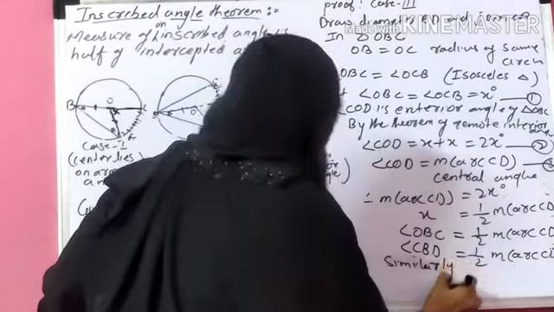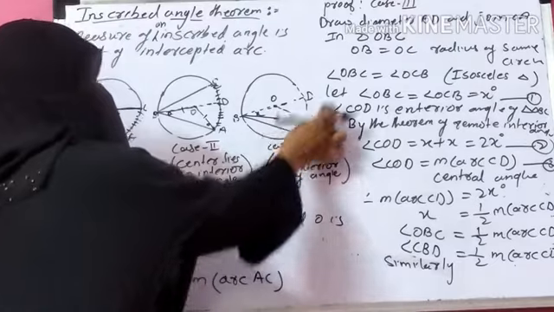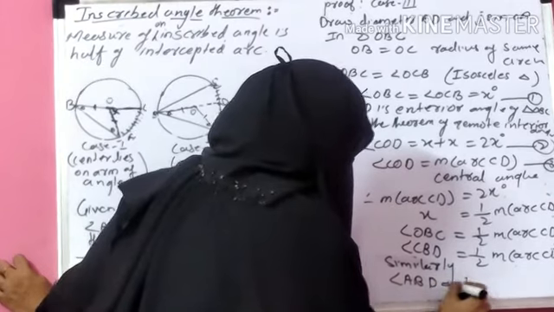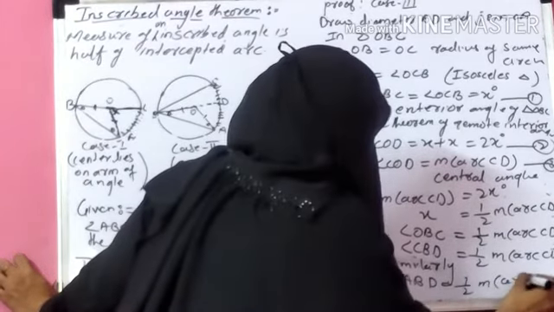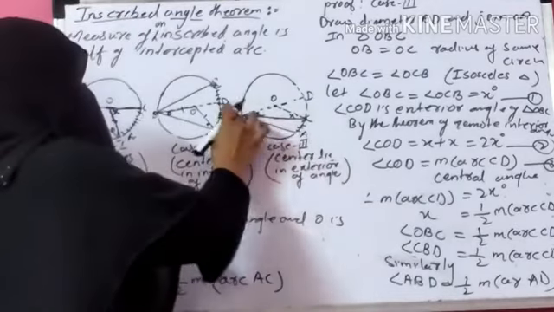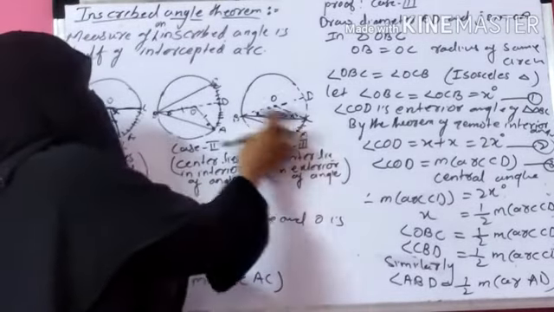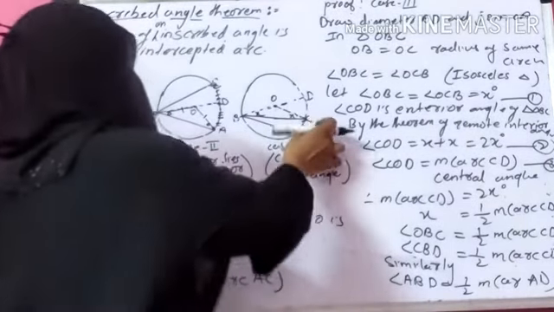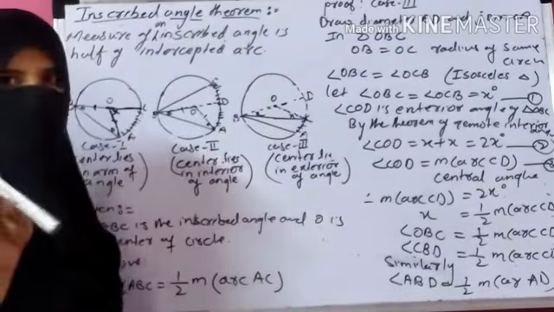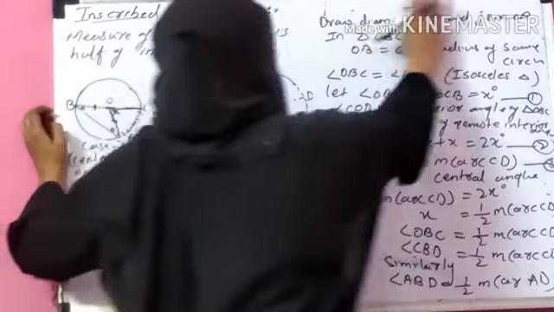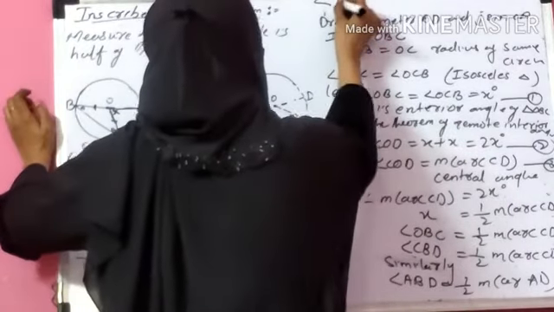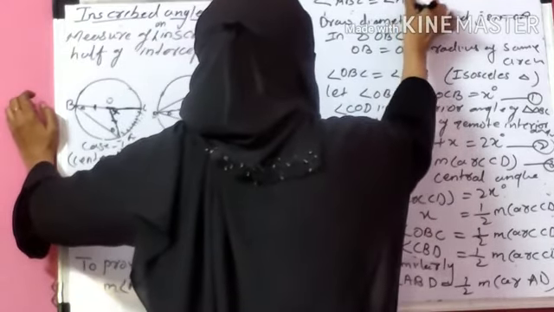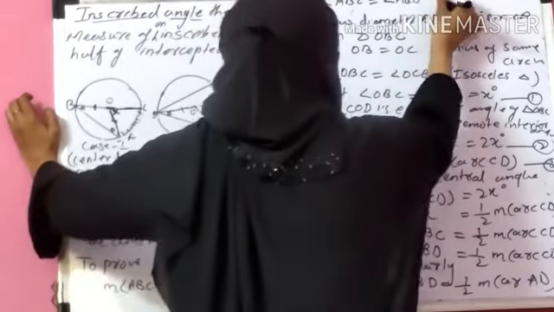Now similarly you can prove that the whole angle ABD is half of the measure of arc AD. So angle ABC is nothing but the subtraction of angle ABD minus angle CBD. If you subtract AD minus CD, you get AC.